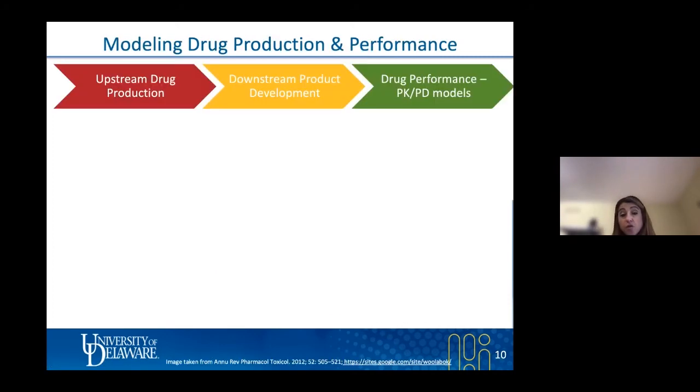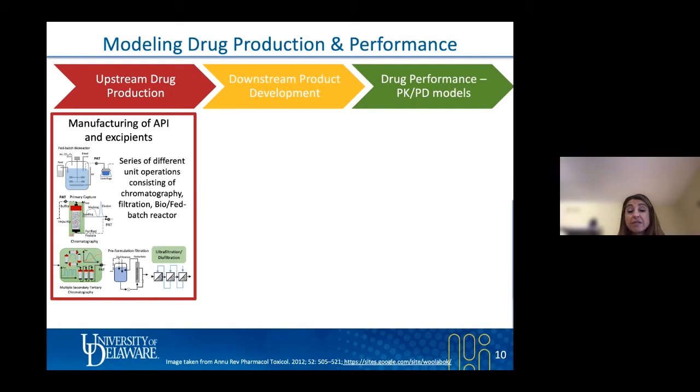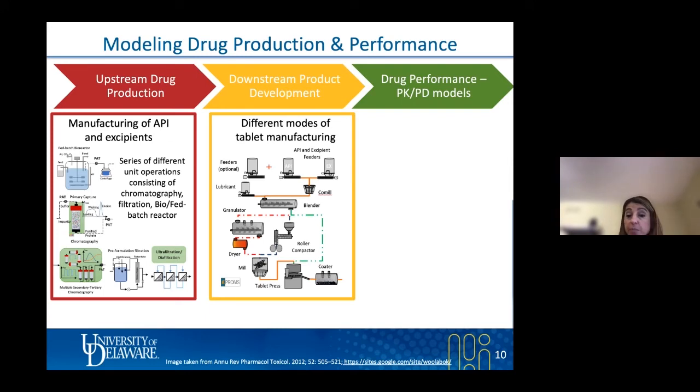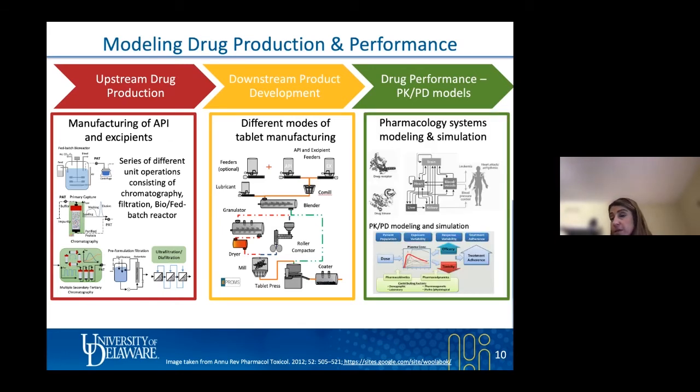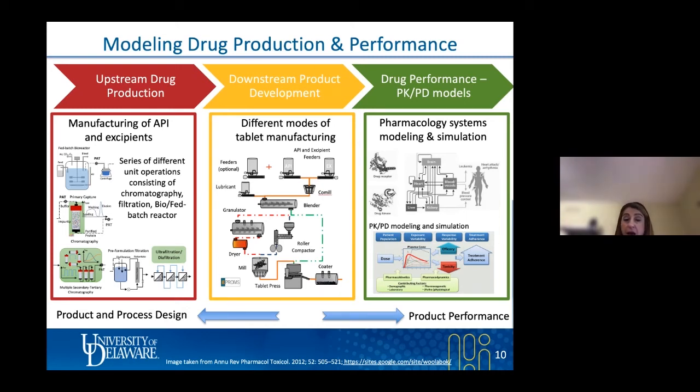The next component is, of course, the models. But before we go into the models, I would like to place the models that I'm going to illustrate in the overall pipeline of drug production. So from the manufacturing of the API and the excipients, the work that Claire described fits into this category. Then comes downstream product development, where you formulate the product, and then drug performance, which involves more pharmacological modeling. So as you move to the right, you have more product performance, and when you move to the left it is basically product design.